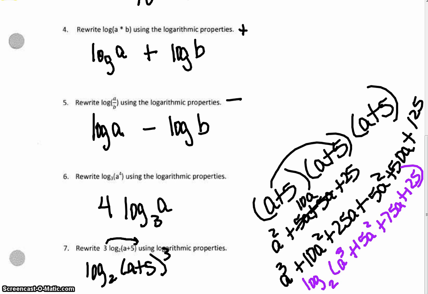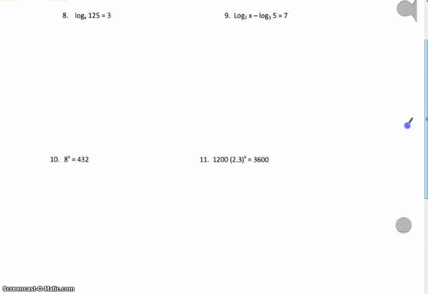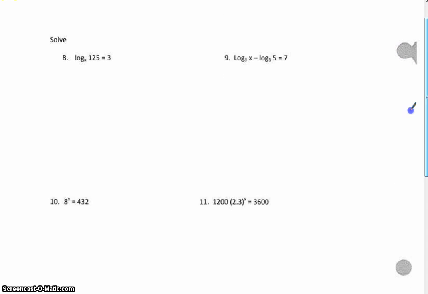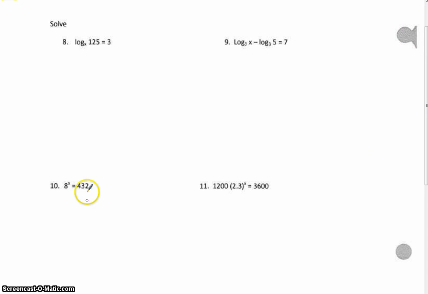Going to the back, number 8, solve. Remember, you're going to start by making it exponential. So this is x to the third is equal to 125. What to the third power is equal to 5? That would be 5. You could trial and error it. Okay, 5 at the end should be your hint.